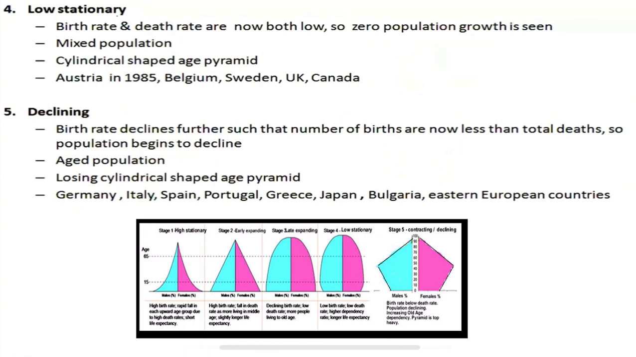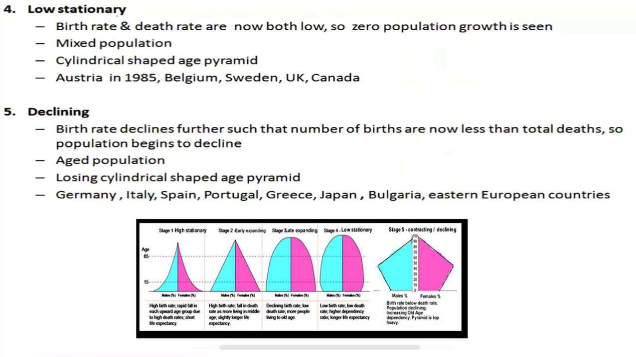So we see, guys, in Austria, zero population growth has been recorded during 1980 and 85. Growth rates as little as 0.1 were also recorded in Denmark, Sweden, Belgium, and UK during the 1980s. In short, we see that the industrialized countries have undergone this transition from stage 1 to stage 4.